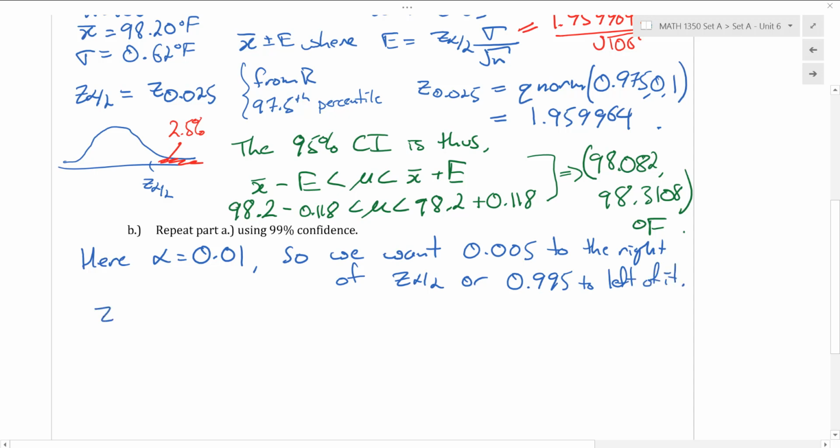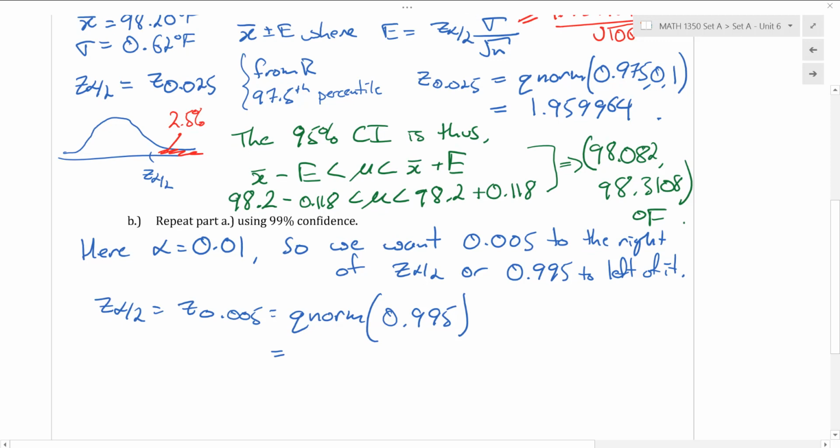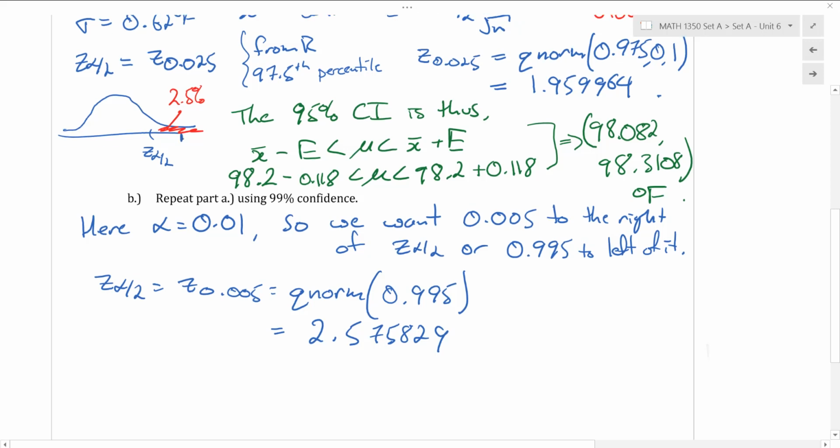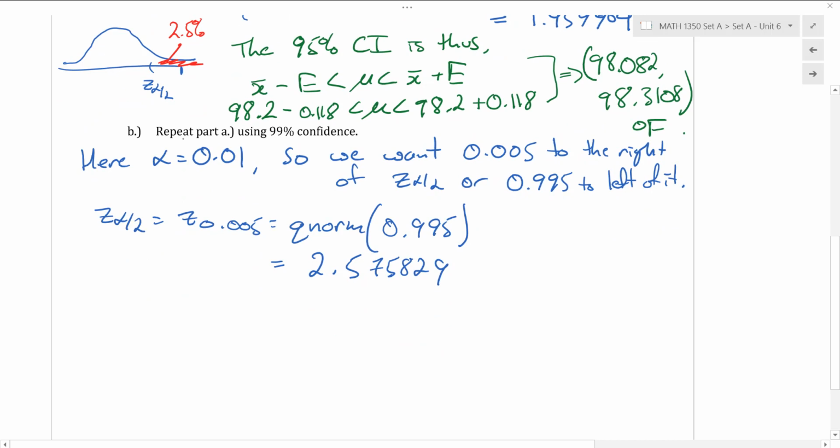We can again use our familiar qnorm function to compute this. In this way, we can find z of 0.005. This time, let's just supply the value. It defaults to the standard normal distribution. And this comes out to be a bit bigger, 2.57. This is what we expect. We're making this interval larger. Our new Z is now farther to the right.